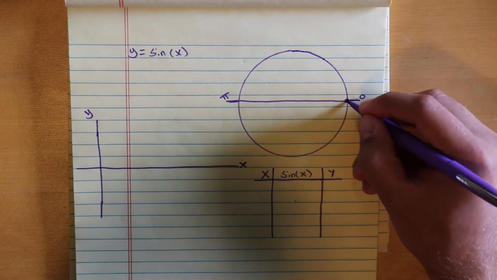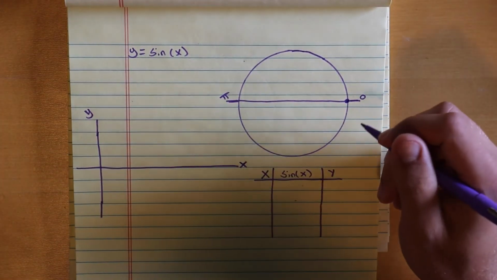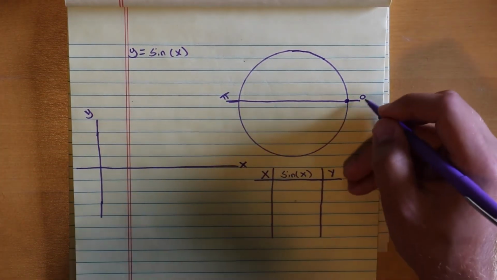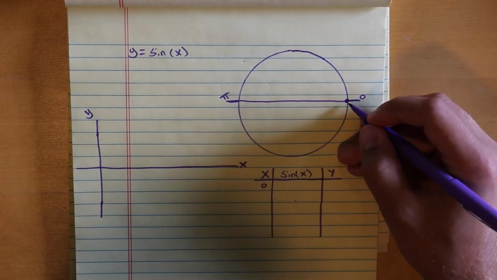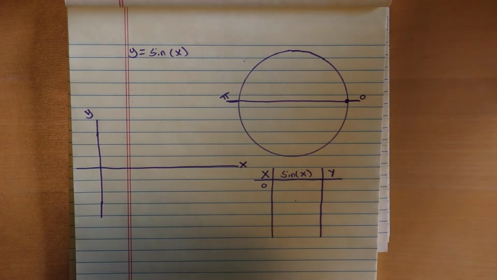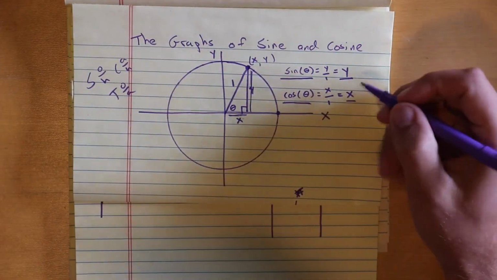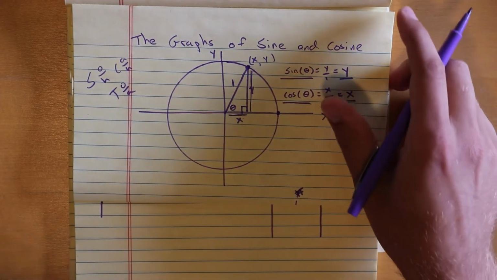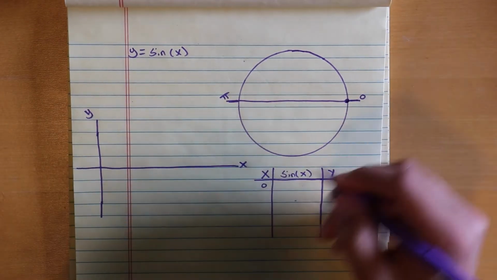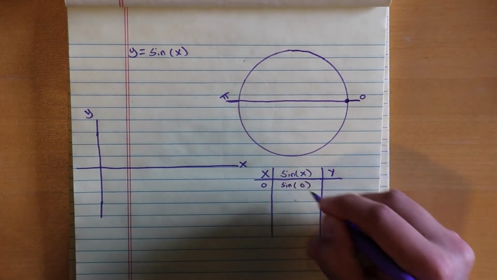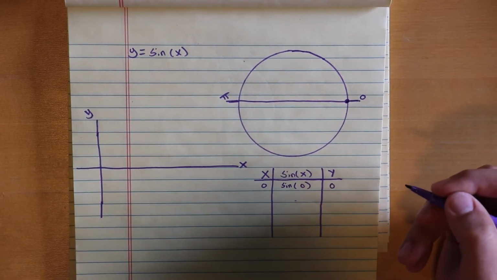So the easiest point to consider: x is the amount of rotation around the circle. So let's think about what happens when x is 0. When x is 0, remember that sine is the value of the height as we go around the circle. Sine is the value of the y coordinate. So if we think about that for a second, if we're at 0, there is no height. So sine of 0 really is 0.